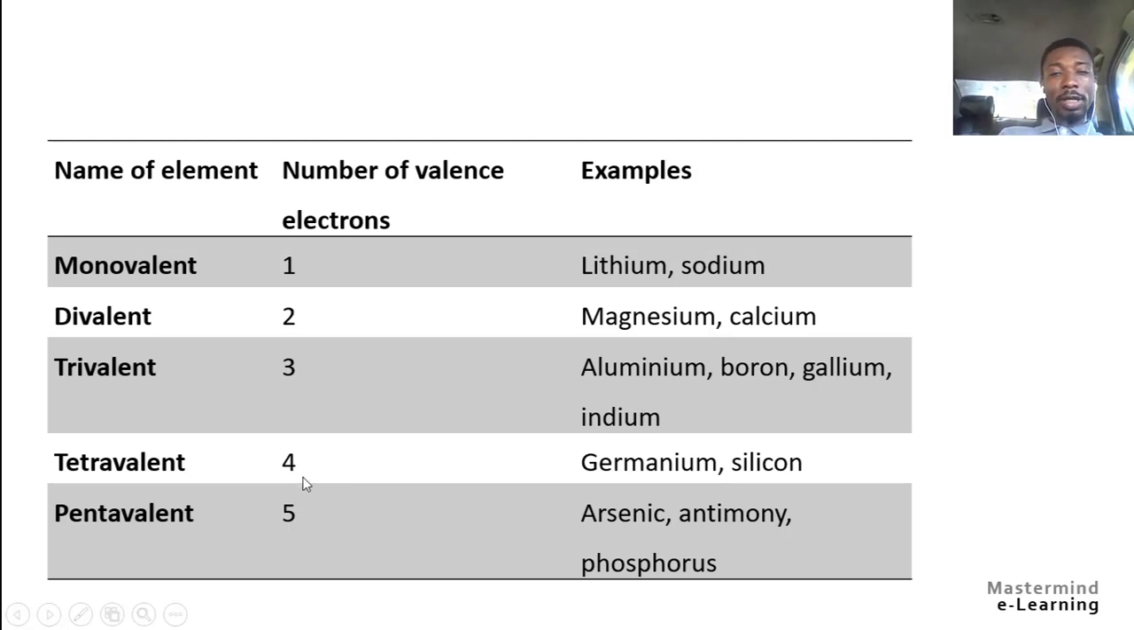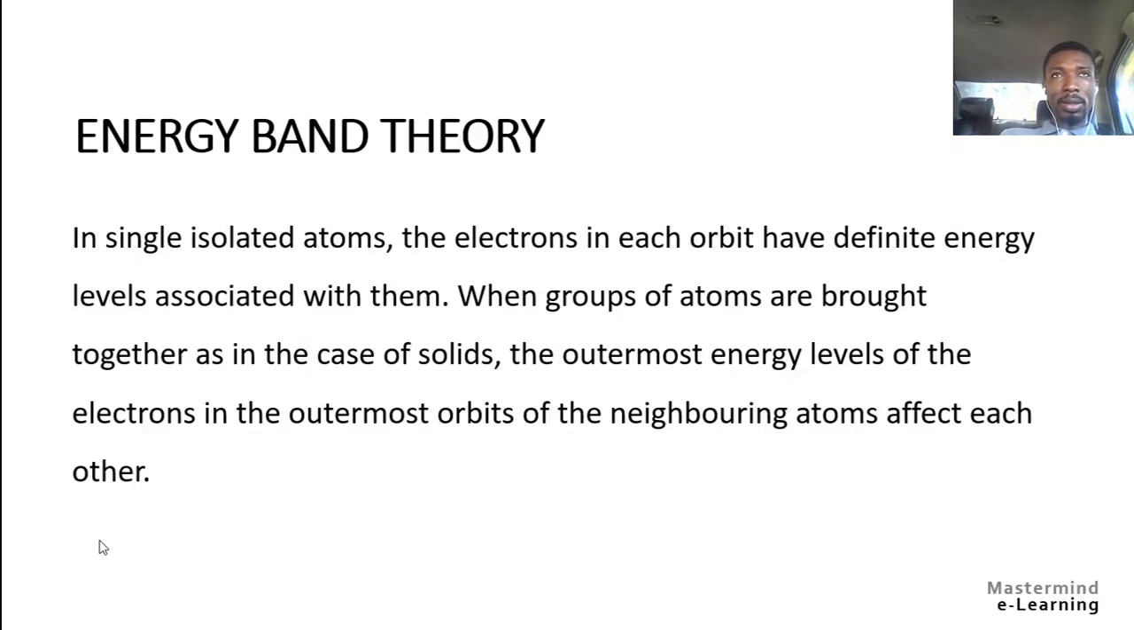Tetravalent elements have 4 electrons in their valence shells, and then pentavalent elements have 5 electrons in their outermost shell. You can see the prefixes mono, di, tri, tetra, and penta. These are prefixes which respectively mean 1, 2, 3, 4, 5. So it will help you to tell how many electrons are in the outermost shell of the particular element or atom.